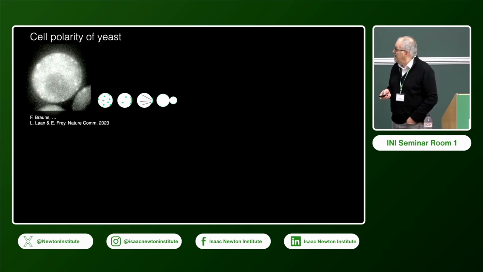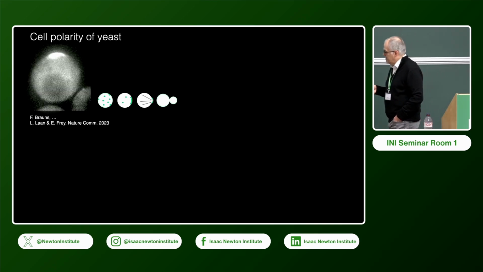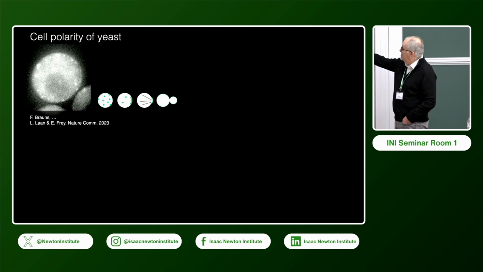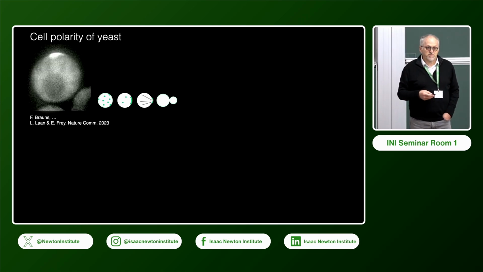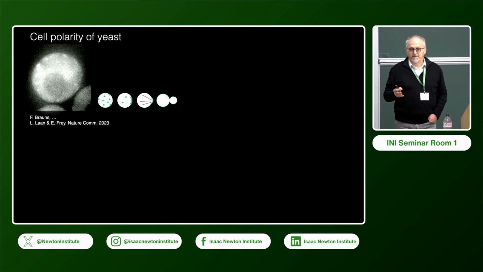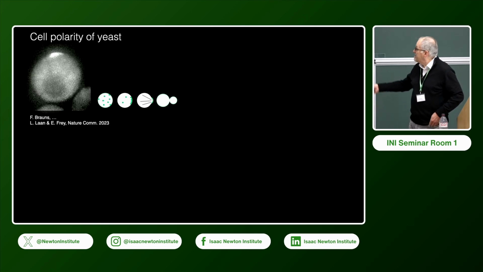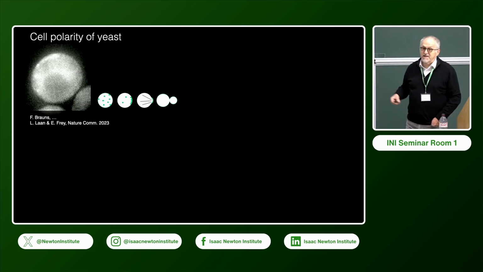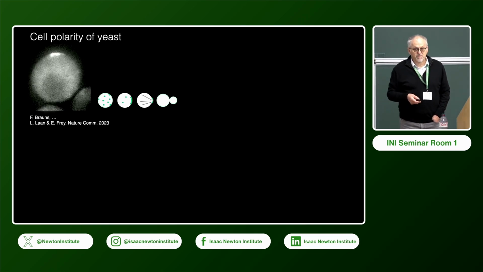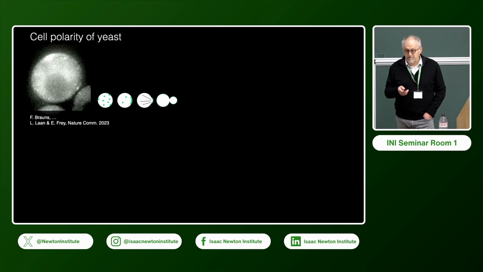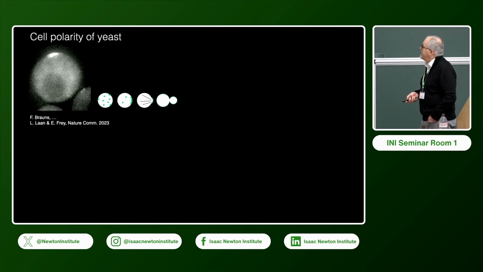So here that's a yeast cell, and what you should observe is this polar cap here. That's a protein pattern, and this protein pattern is a template for actin cables, and those actin cables then produce the bud site. So this pattern that you see is responsible for budding cell proliferation in yeast.